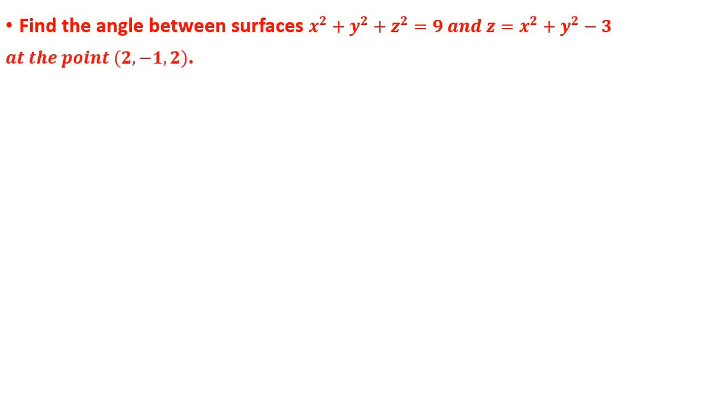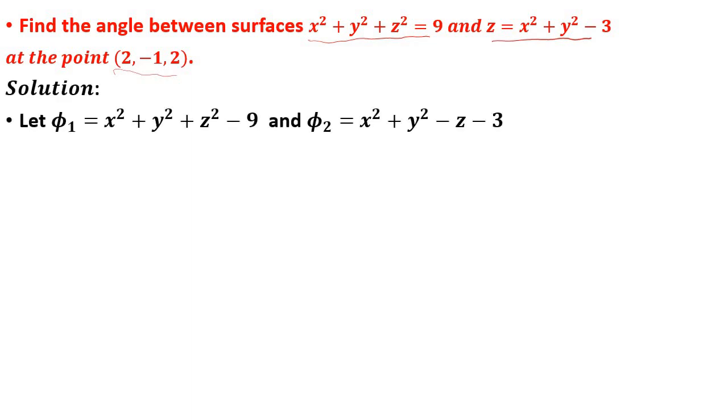Now we are going to find the angle between the two surfaces. Here phi 1 and phi 2 are given, and we are finding the angle between these two surfaces at the point 2, minus 1, 2. So first consider the given surfaces. Phi 1 as x square plus y square plus z square, shift this here, minus 9. And consider the second surface, phi 2 as x square plus y square, shift this here, minus z minus 3.